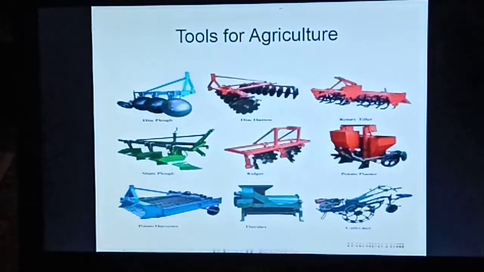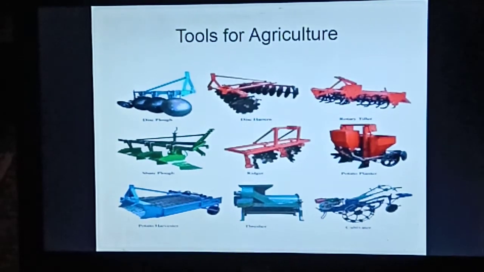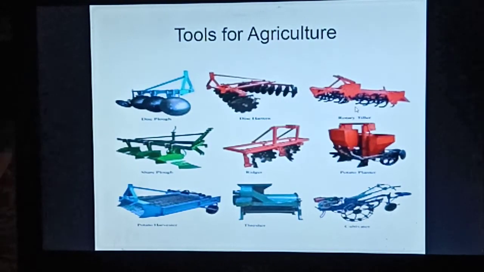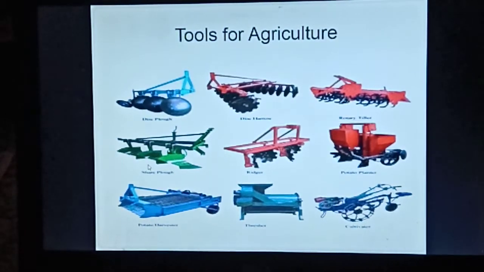Then we come to the tools of agriculture. The first tool you can see over here is a disc plow, and here it is a disc harrow, and here it is a rotary tiller, and here is the share plow.